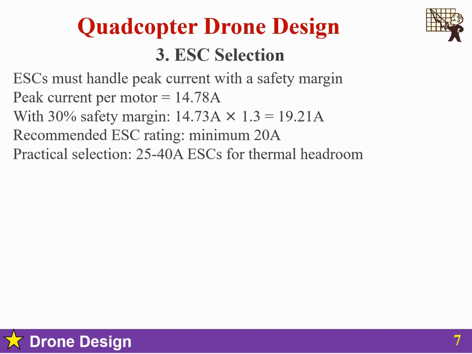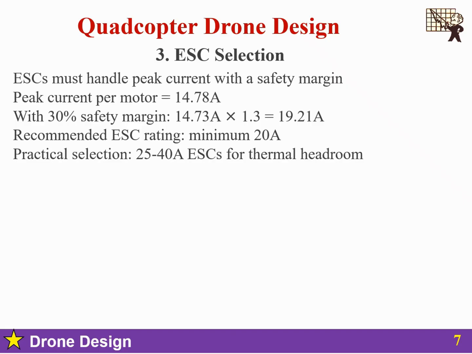Theoretically 20 ampere ESCs would suffice, but I strongly recommend 25 to 40 ampere ESCs for several engineering reasons. First, thermal headroom becomes more critical at these power levels. ESCs generate heat proportional to I squared R losses. As current doubles, heat generation quadruples. Oversized ESCs run cooler and last longer.